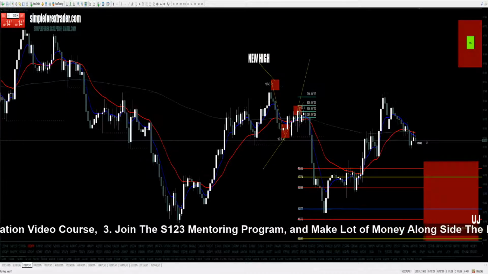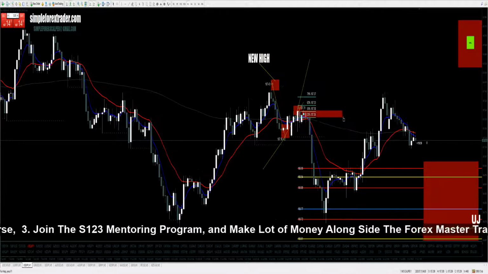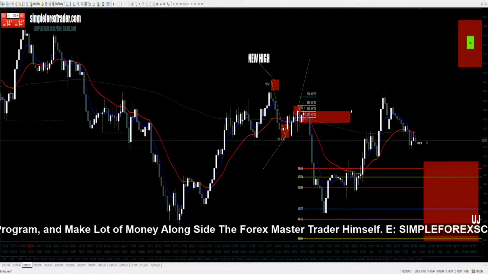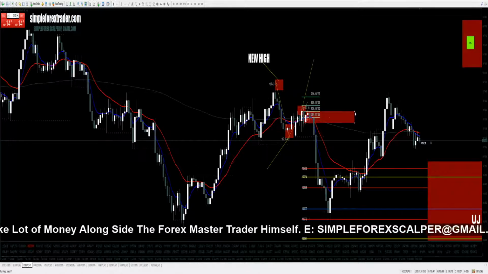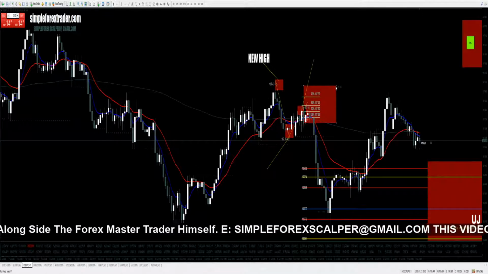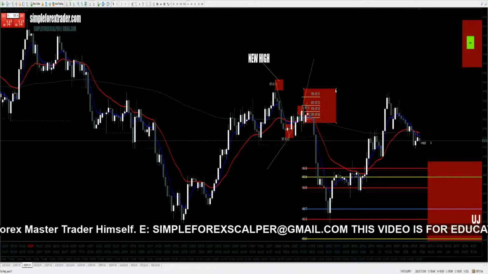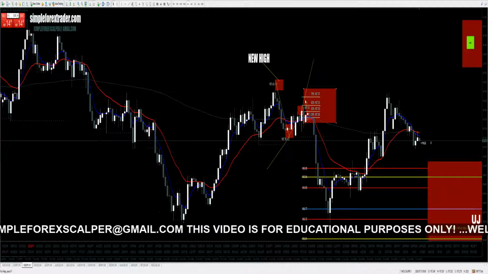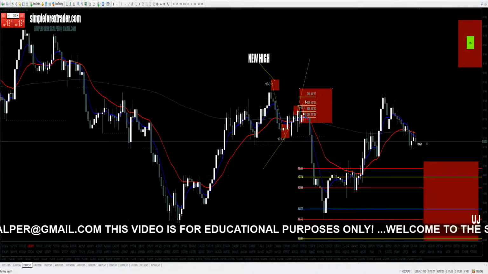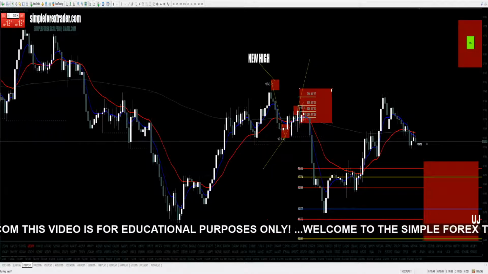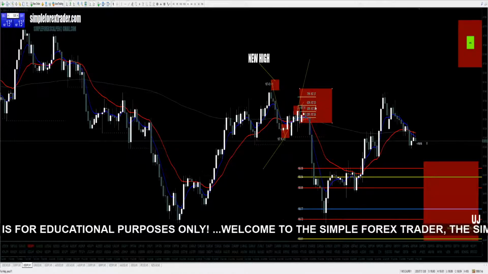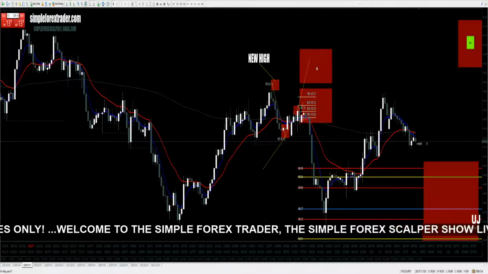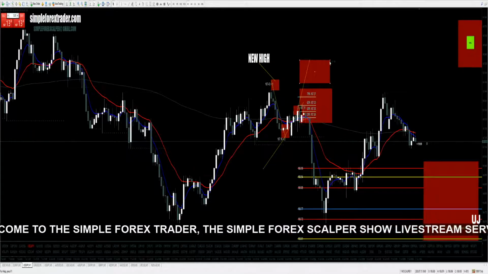So you can enter this trade anywhere from here above. Of course, if you enter at the top here, you maximize your profit target, and your stop loss level will be up here. Stop loss will be above.